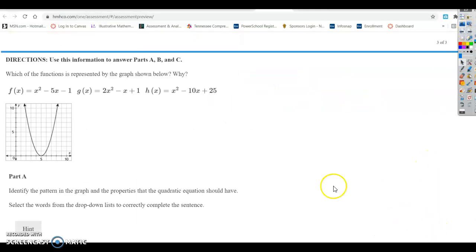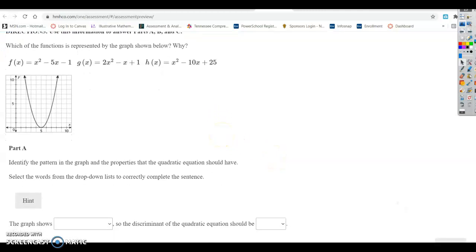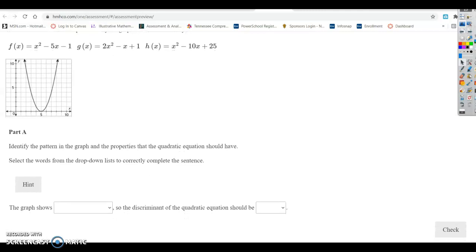All right, one more question here. Which of the functions represents the graph shown below and why? All right, so we're given three functions, f of x, g of x, and h of x. It says identify the pattern in the graph and the properties that the quadratic equation should show. All right, so we can see that this graph has one distinct solution because it touches at the vertex and it doesn't cross the x-axis. If it crossed through, it would have two solutions. If it was up in a quadrant, it would have no real, only imaginary solutions. But this quadratic equation has one real solution at the vertex, which is at 5, 0.